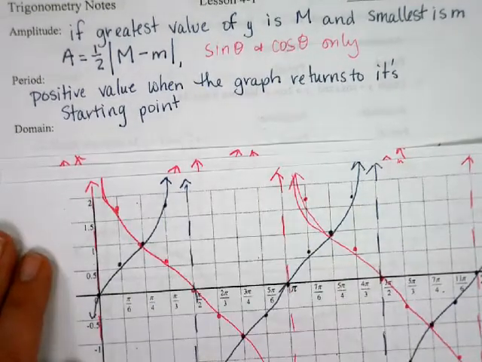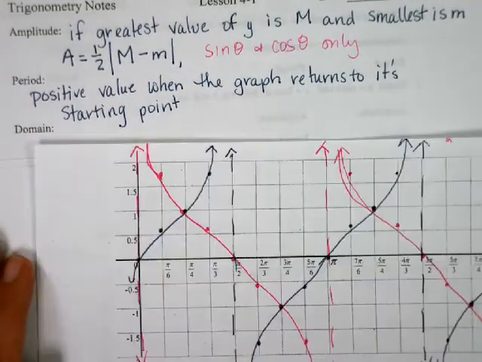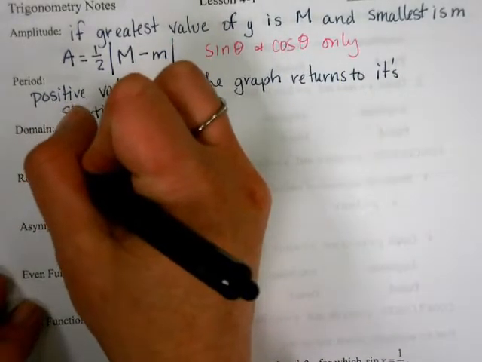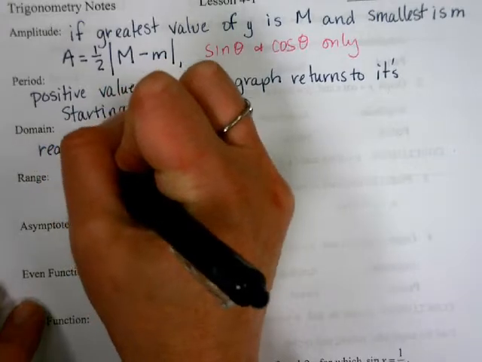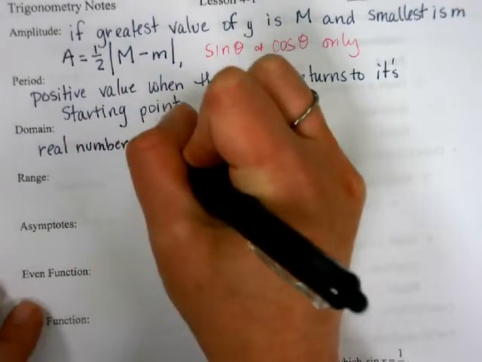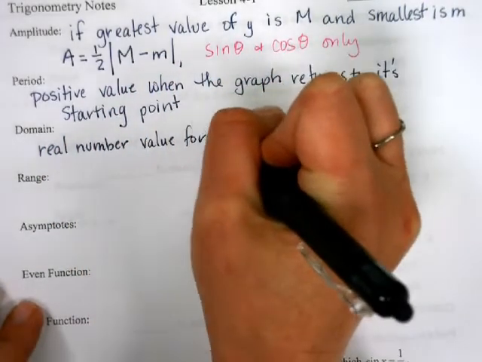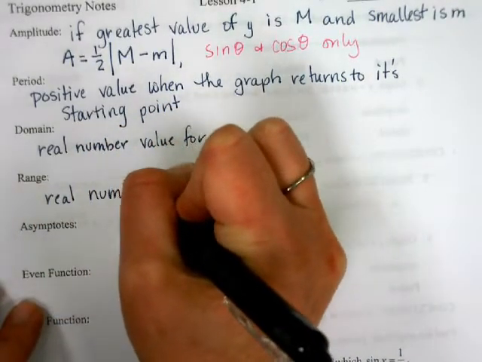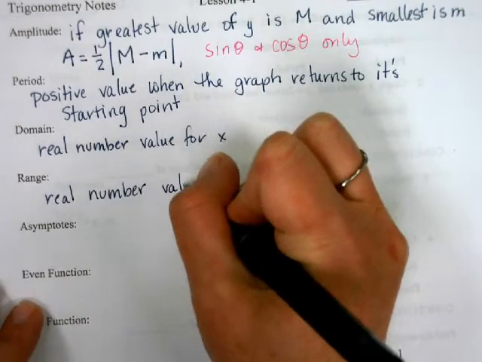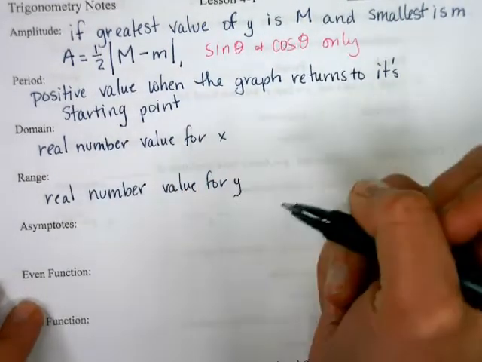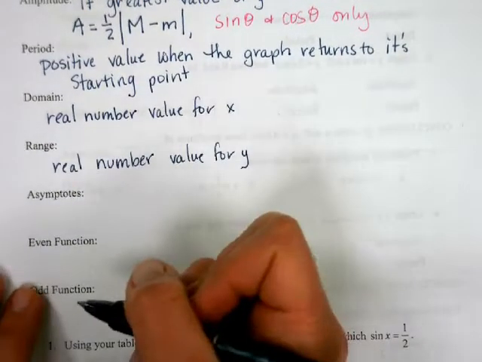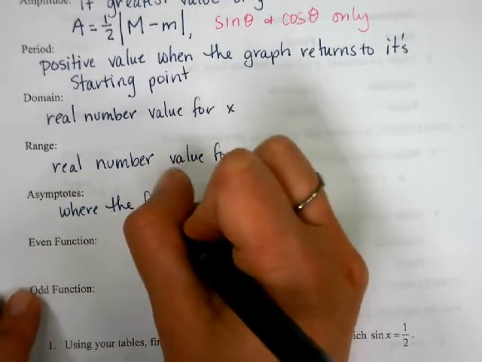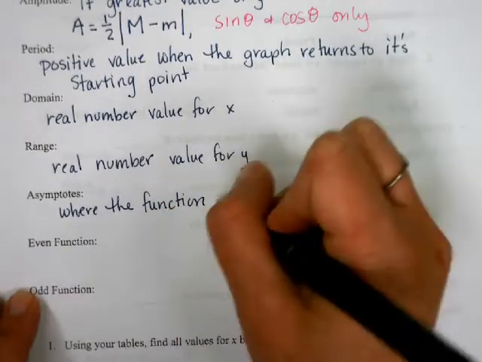Domain. Domains are when we're talking about our x's. So that's your real number value for x. The range is your real number value for y. Asymptotes. We talked about these. So asymptotes are where the functions are undefined for the y values.